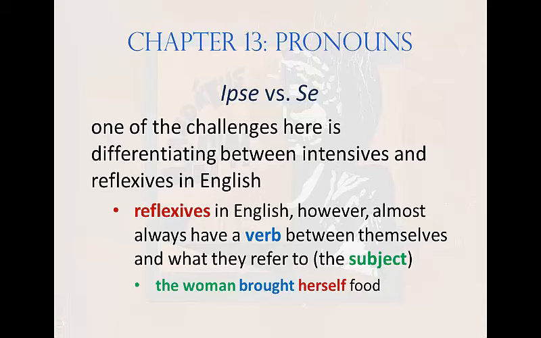In the first sentence, putting the verb brought in between woman and herself changes it from an intensive form, the woman herself, to a reflexive form, the woman brought herself food, meaning she brought it for herself, herself now reflecting the subject. Notice that the meaning of the sentence changed entirely when we shifted the pronoun from intensive to reflexive. Notice the same thing happens when you make the same change in the second sentence. The Romans built themselves a city. Themselves is now reflexive. So when you see a verb between a self form and the thing it modifies, it's most likely reflexive, with one hideous exception.